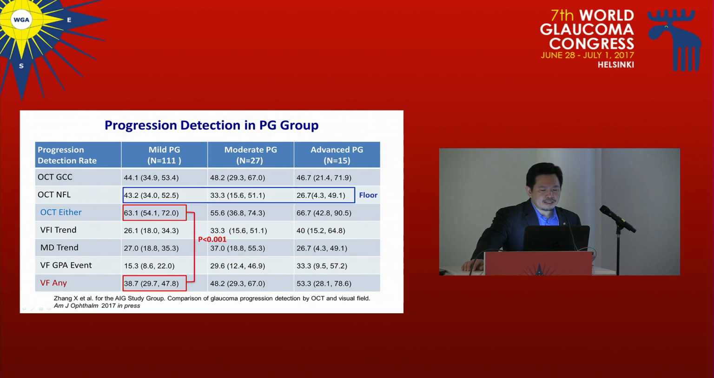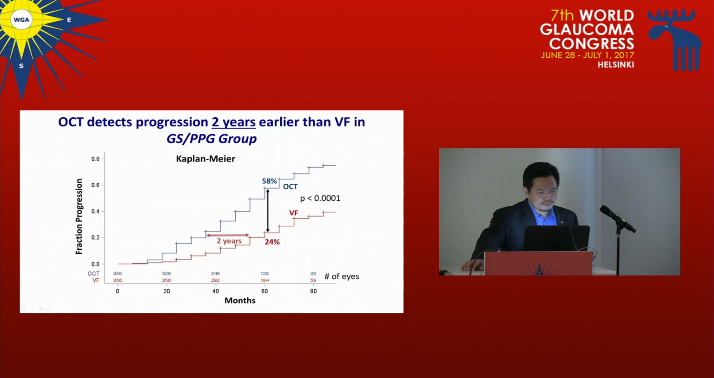Now, nerve fiber layer does have this floor effect in that in advanced glaucoma, it tends to track progression less well because it had reached a very thin value that doesn't change as much anymore. But you notice that we didn't see this floor effect in GCC, in the macula. It continued to follow glaucoma well into the advanced stages. And by using both nerve fiber layer and GCC together, it continued to outperform visual field.